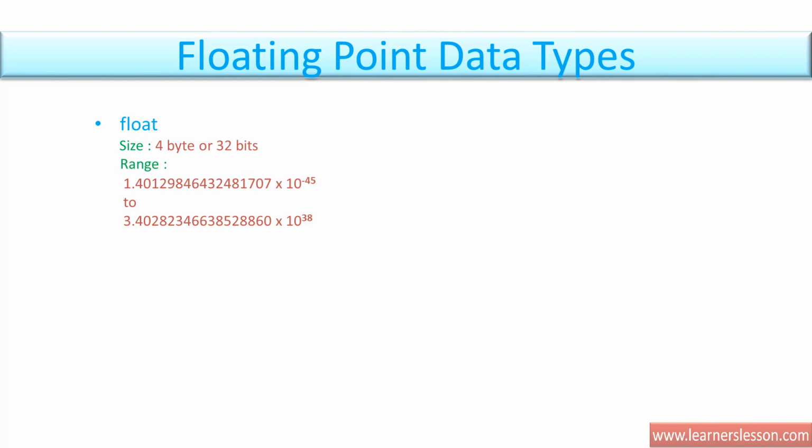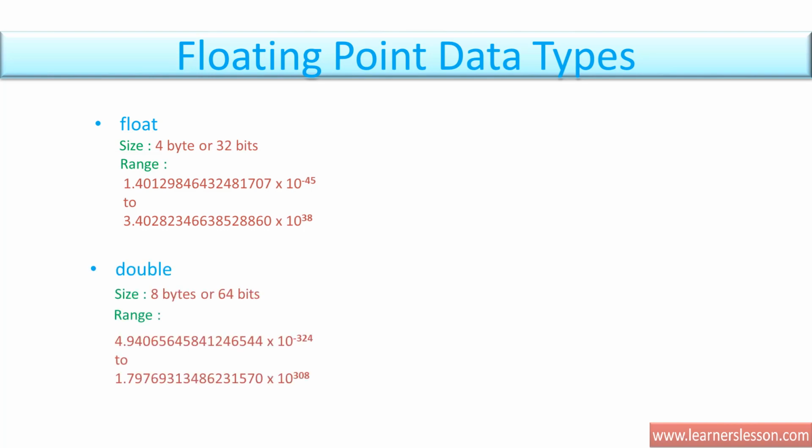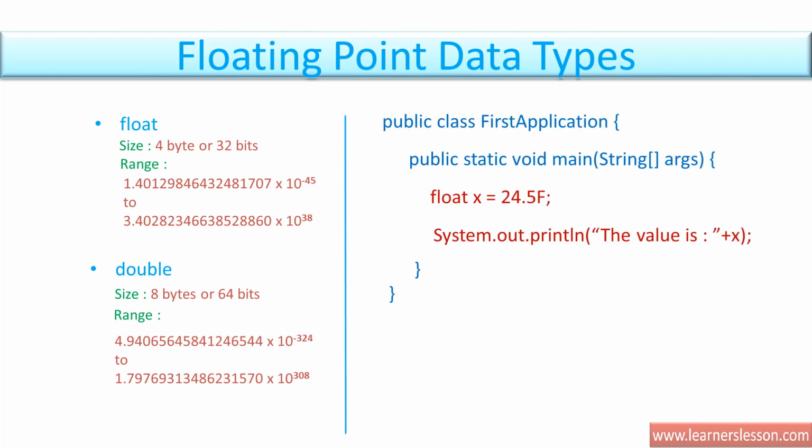Now let us see the floating point data types. We have already seen float. So float has this particular range, 1.4 into 10 to the power -45 to 3.40 into 10 to the power 38. So this is a very large range, and even double has a larger range. So let us see an example with float. What we have done is float x equals 24.5f. Now if we try to run this program, we get the output as the value is 24.5.